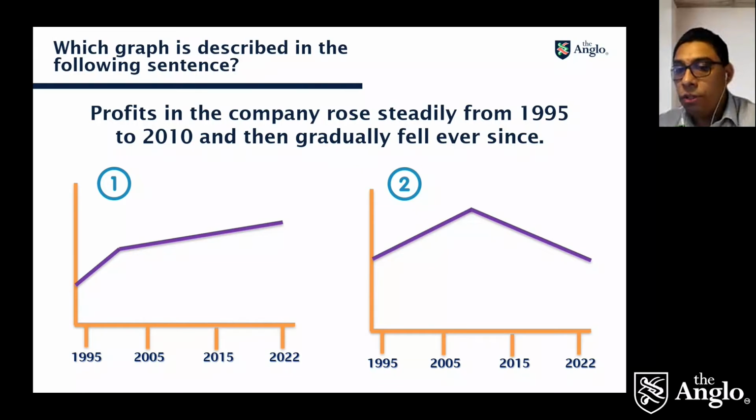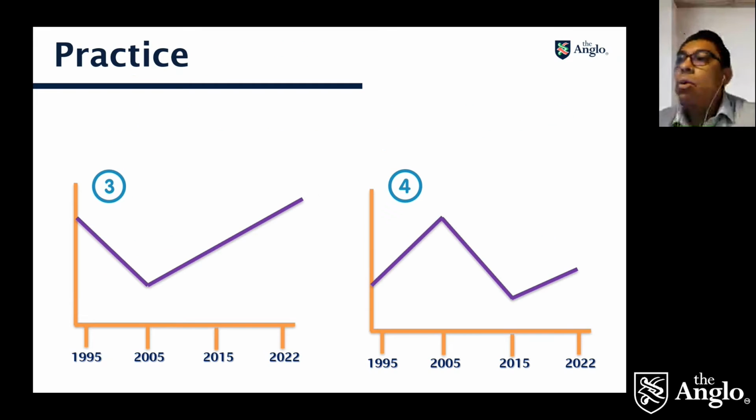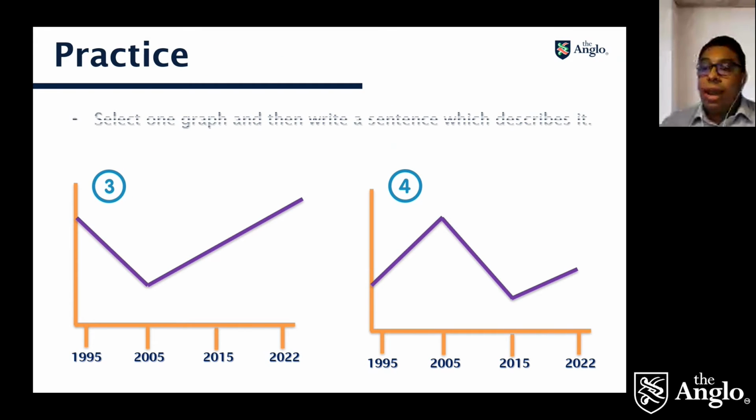Which one? Number two. Okay, number two. Yes, totally, because we have the moments, right? 1995, it says that it rose steadily, or as somebody said, regularly. It was growing or going up until 2010, and from there, it's only going down, okay? Fantastic.